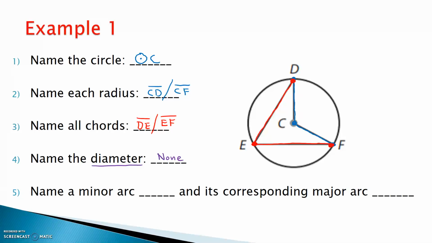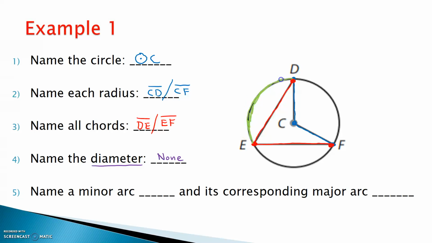Now, for naming a minor arc and its corresponding major arc. Again, I need the smaller version of the arc and then go the longer way around. This one, I'll let you pick whichever one. For mine, I'm going to use a different color, a little green here. My minor arc should be the shortest one, so let's pick from D to E. This arc right here.